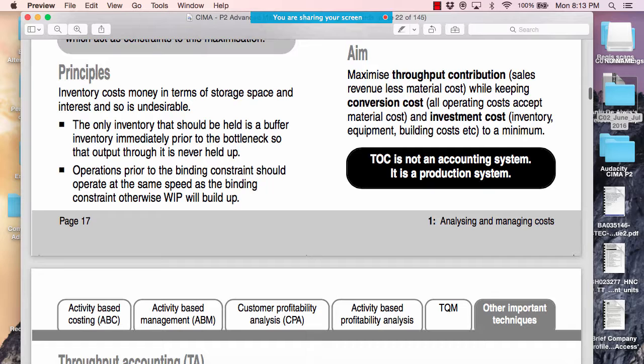So this particular example actually is an easier way of looking at it, isn't it? If you look at this example, it shows what throughput accounting is talking about.